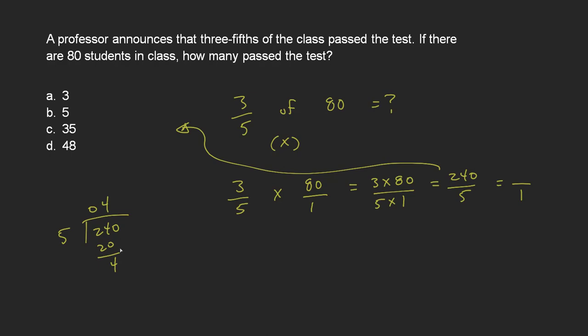5 doesn't go into 4, but I can bring this down to get 40. 5 goes into 40 8 times. So my answer is 48 over 1. But like I said over here, any number is able to be made into a fraction by just putting it over 1. By the same token, 48 over 1 is just 48. Because if I wanted to turn 48 into a fraction, I would put it over 1. That doesn't change it. 48 over 1 is the same as saying 48. So my answer here is D, 48.